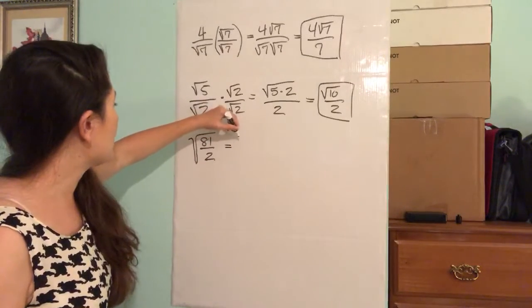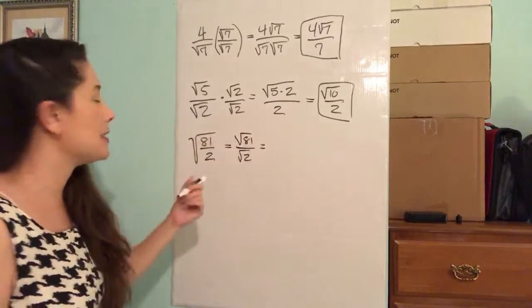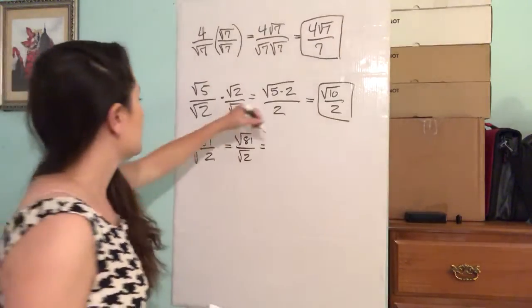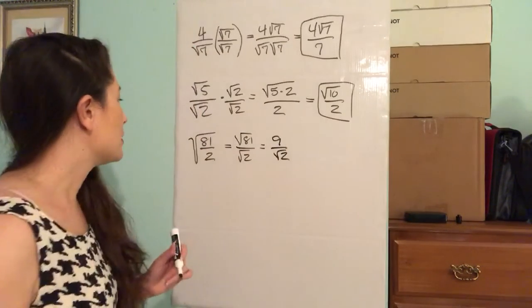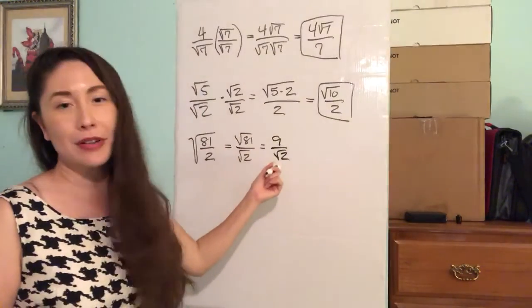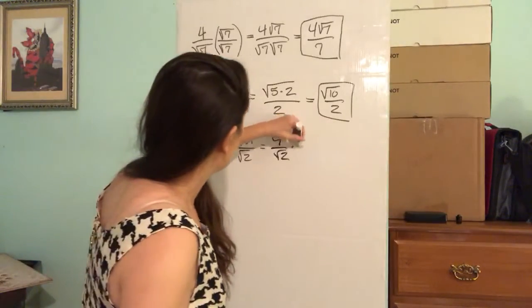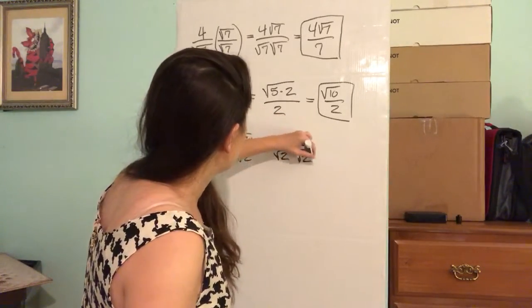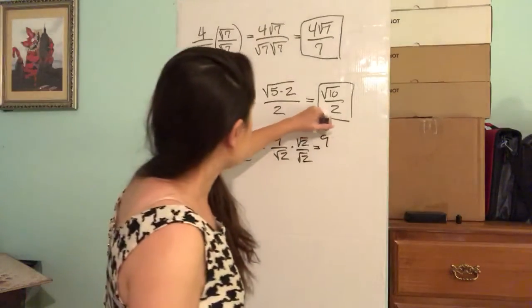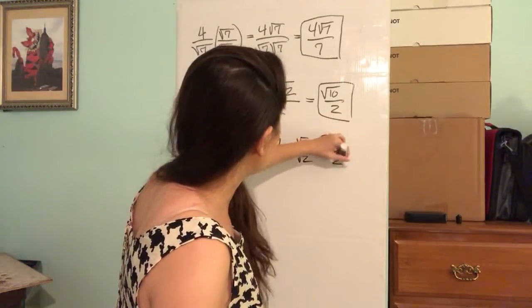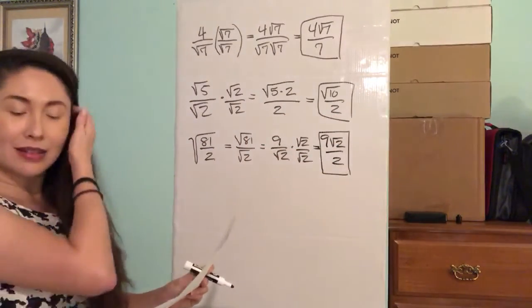So square root of 81, I'll just rewrite this. Square root of 81 is going to be 9, right? So we got 9 over square root of 2. Well, we still need to get rid of this square root of 2 on the bottom, right? So we're going to multiply both top and bottom by square root of 2, and we're going to get 9 times square root of 2 over 2. Okay. All right, one more.